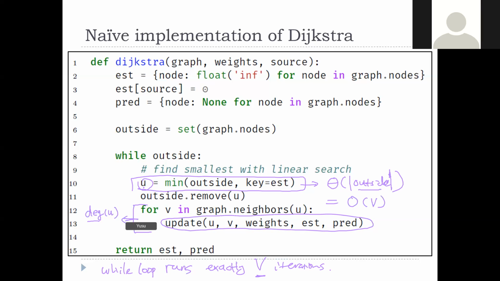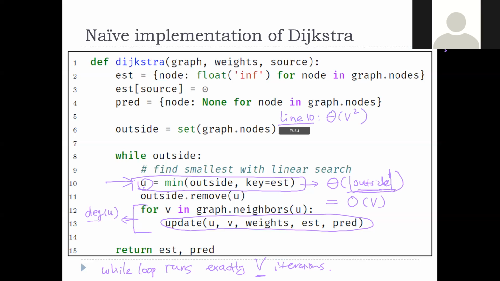What is the total time complexity? Let's look at line 10. You have to run this V times, and each time it takes time order of V. So it turns out that we need V squared, V times V. You may say that the size of this keeps decreasing: first it was V, then V minus 1. So you can be more precise.